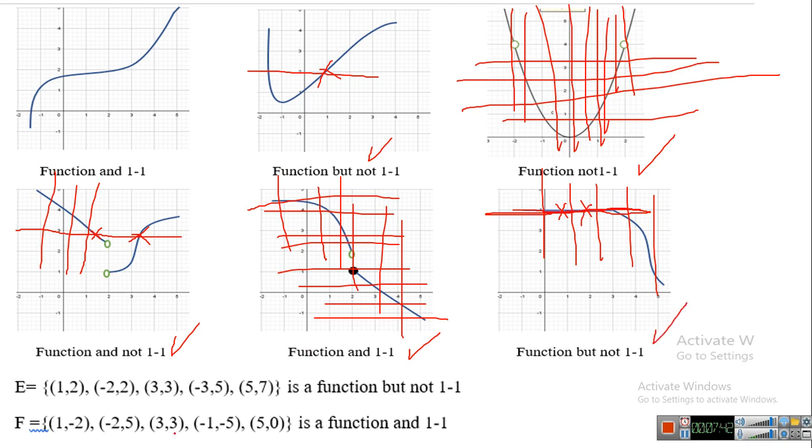So let us check here. First of all, to be a function you must have all x's different. To be one-to-one, all y must be different. Here you have two same y, so not one-to-one. Here 1, minus 2, 3, minus 1, 5, this is a function. Y must be all different: minus 2, 5, 3, minus 5, 0, so all different, so it's one-to-one.